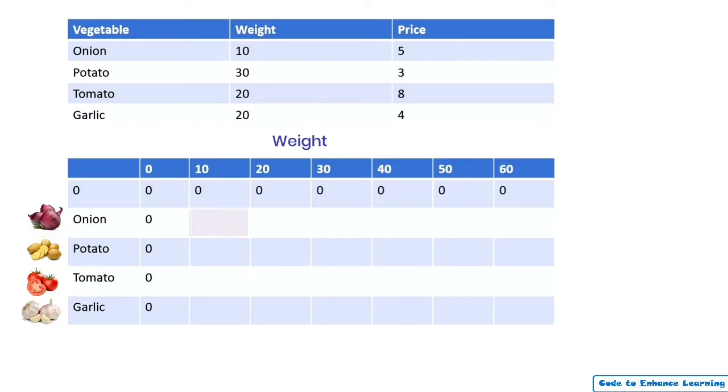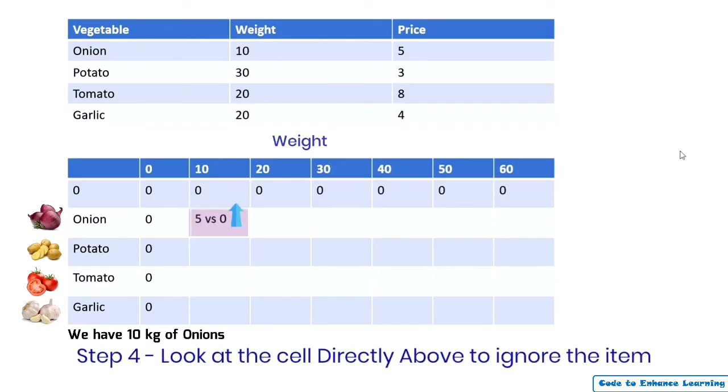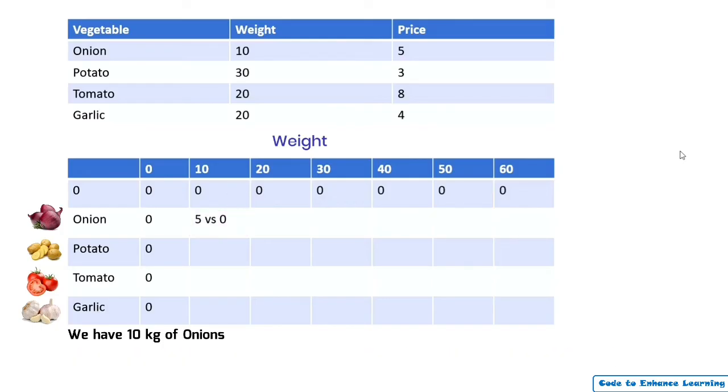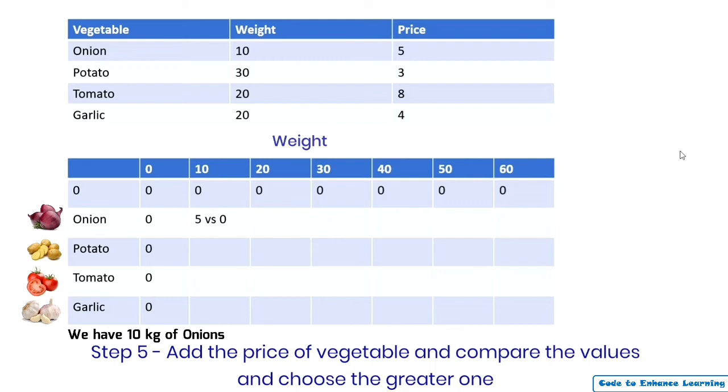To the second row, second column. We have the onion with a weight of 10 kg and my carrying capacity is 10 kg. If I want to ignore the onion, I look at the cell directly above. It is 0. If I choose to add the onion to my truck, my capacity will reduce to 0. In the process, I make 5 rupees. Which is greater? 5 is greater. I put 5 in the cell and I fill the rest of the values in the row as 5 because we only have the onion at this point.